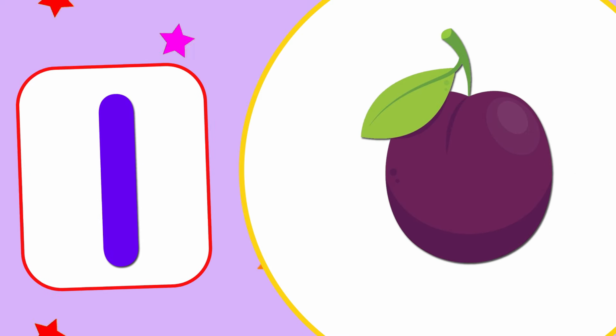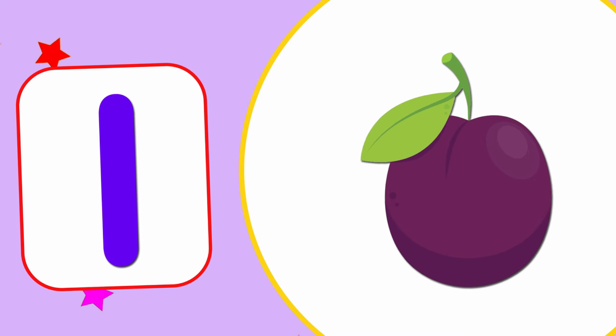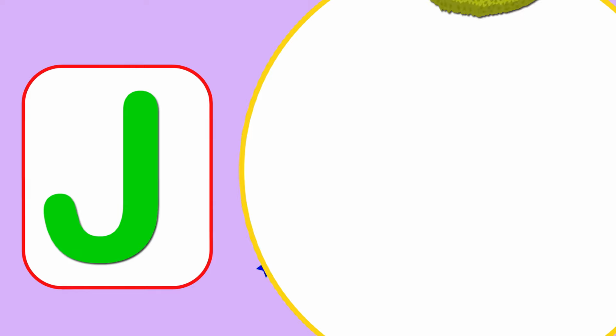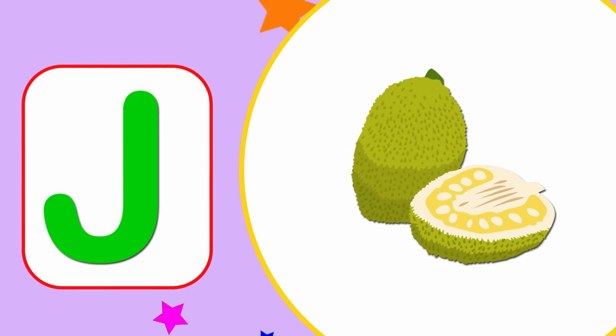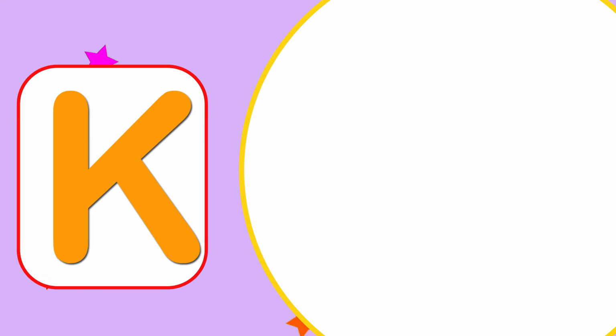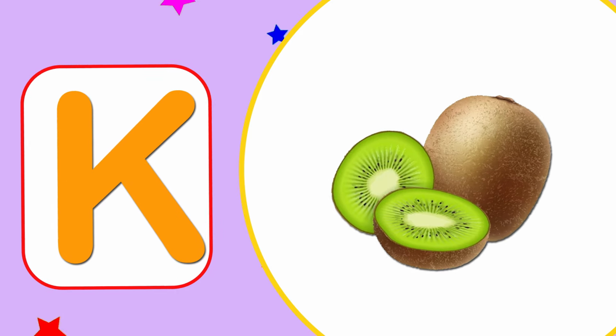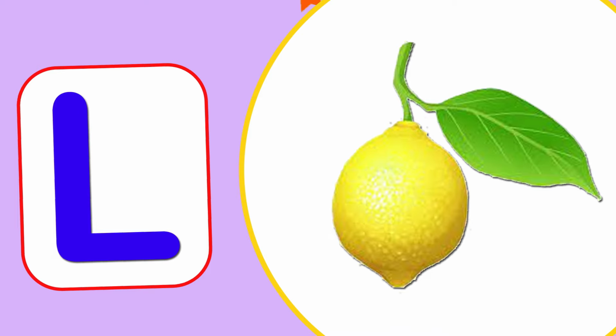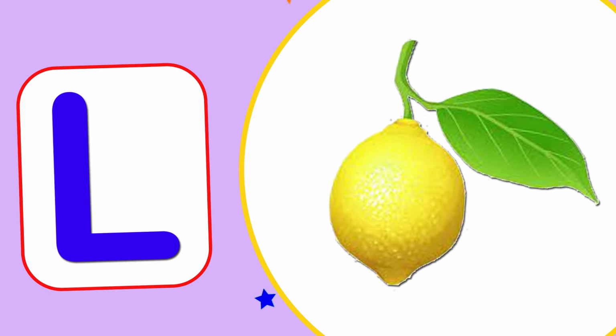I is for Illawarra plum. I, i, Illawarra plum. J is for jackfruit. J, j, jackfruit. K is for kiwi. K, k, kiwi. L is for lemons. L, l, lemons.